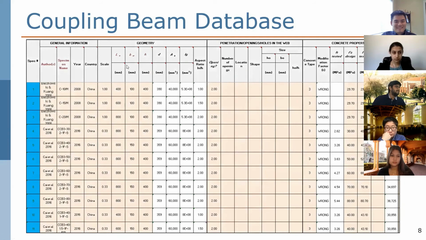So next up, we have just a snippet of the database. The columns go on and on, but this is just a summary of it. Just the general information about the experiment. The geometry includes everything about the geometry, and penetrations or holes in webs, if there are any, and concrete properties. As you can see, it's highly detailed, and it's done by reading all the papers and putting everything in an Excel sheet, so that from there you can get a summary of what exactly happened in the experiment.